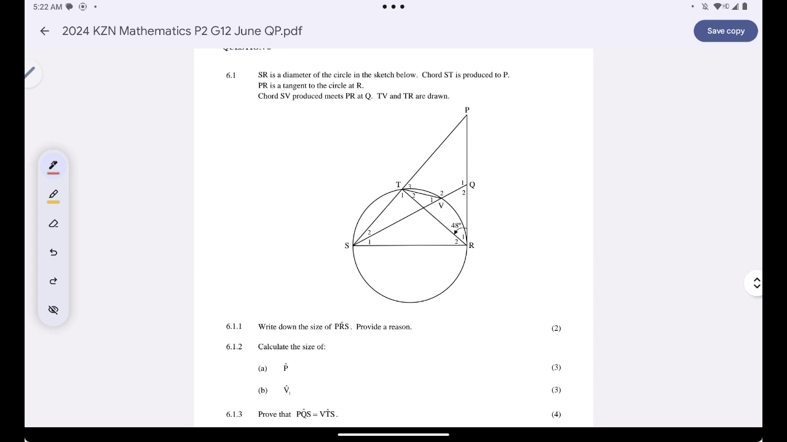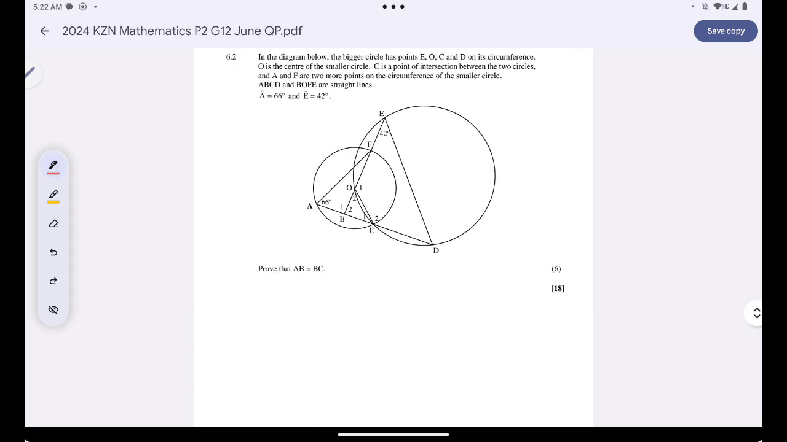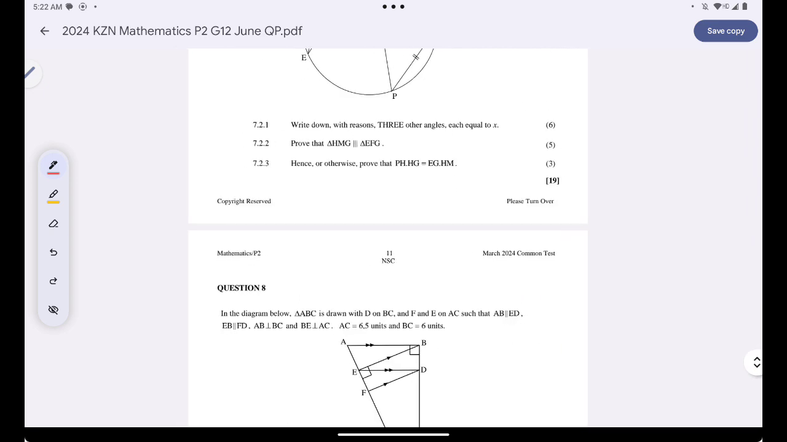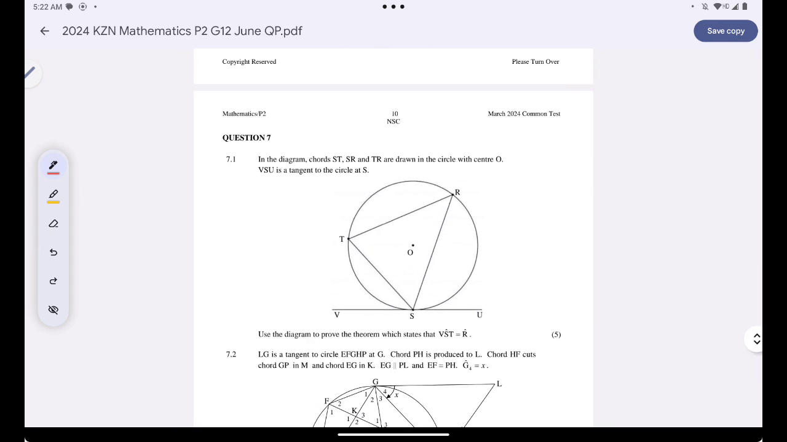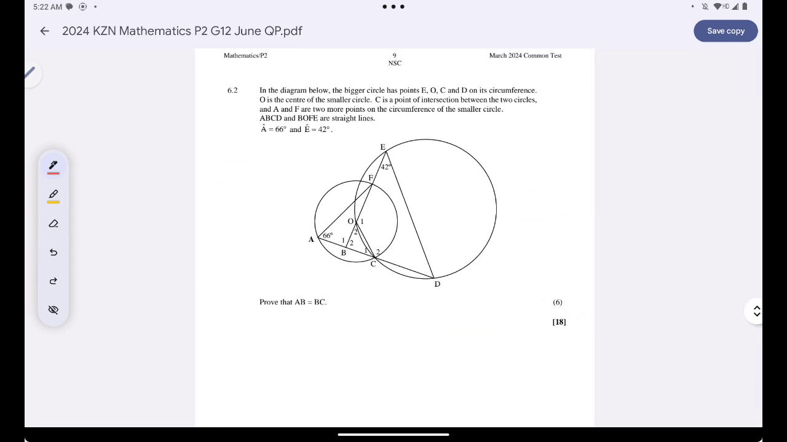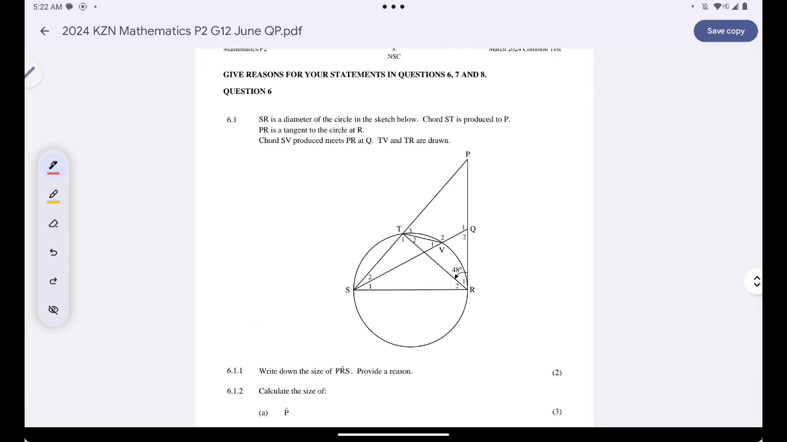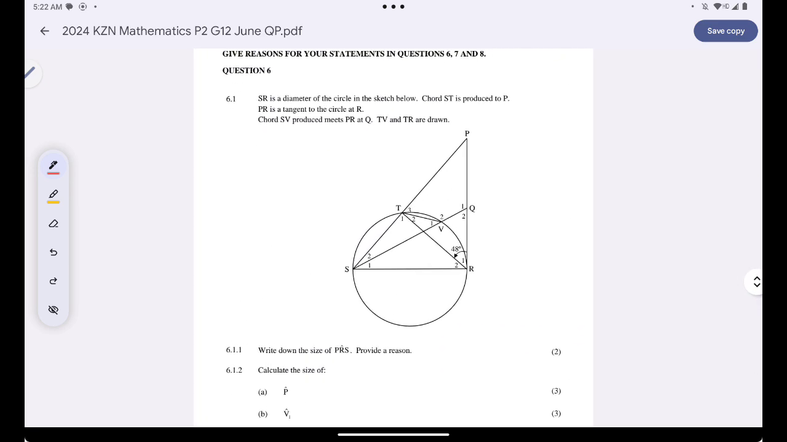Today I'm about to do question 6, question 7 and 8 of the KZN June examination together. It just focuses on Euclidean geometry.